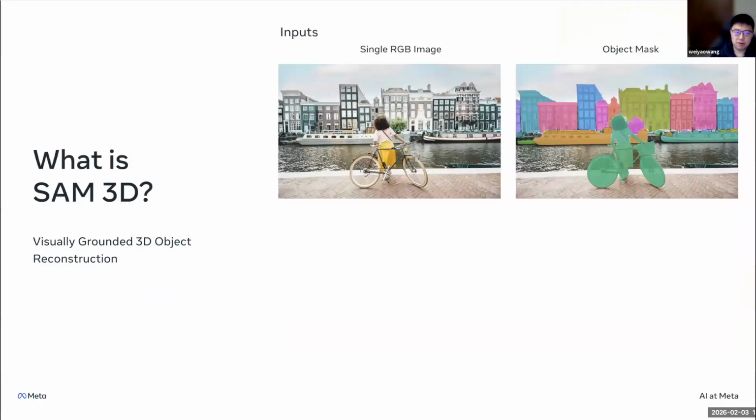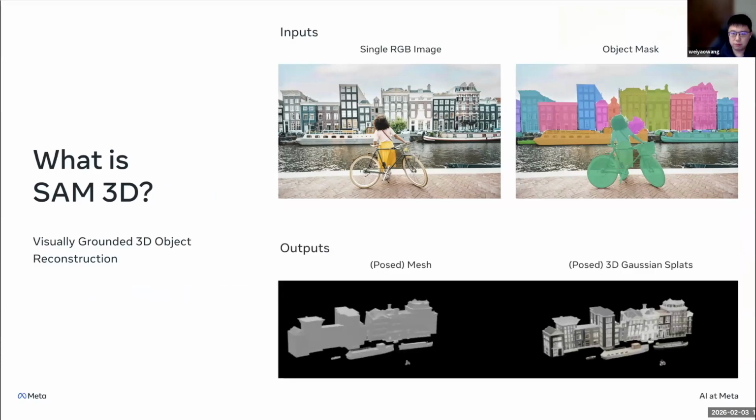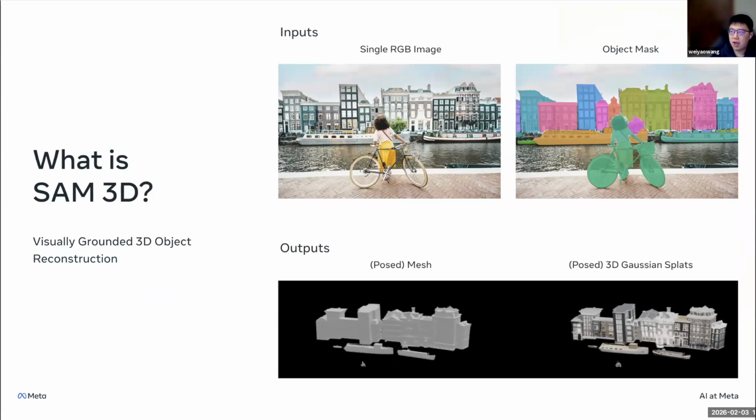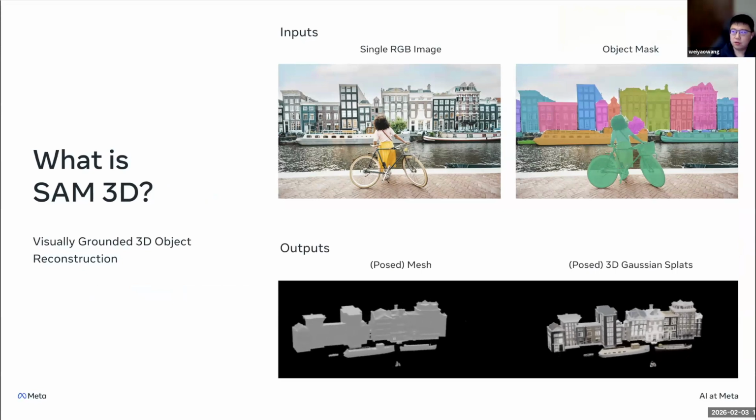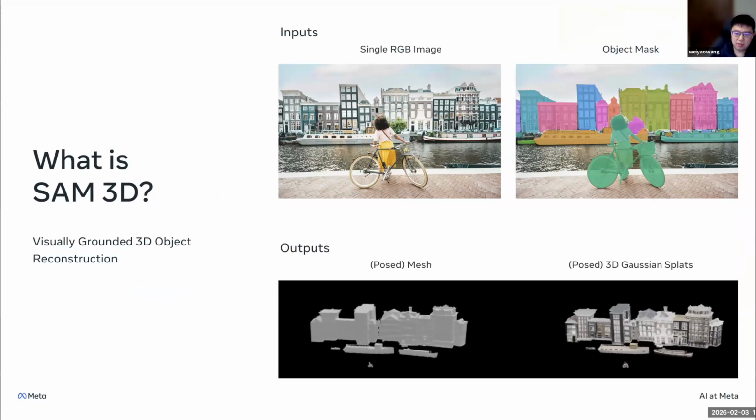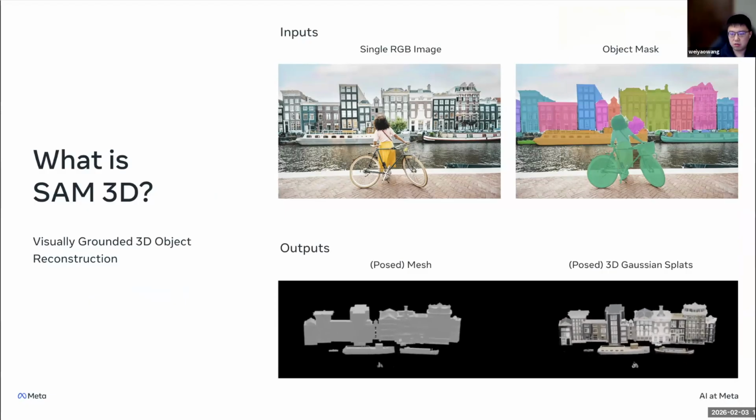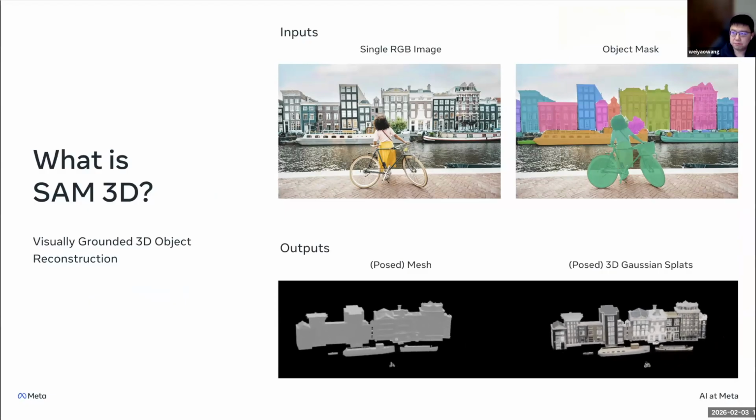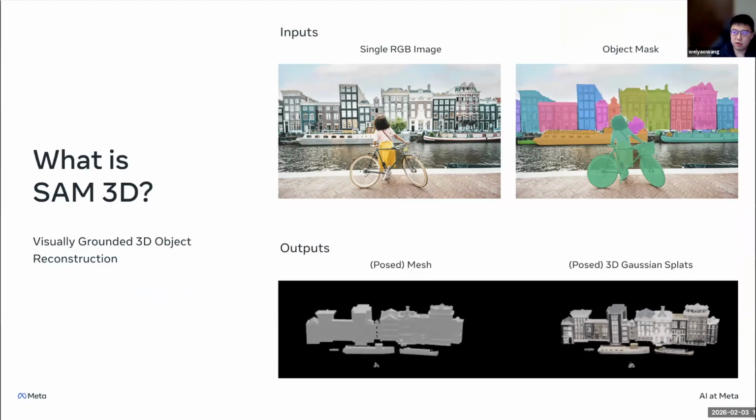Let's do an example here. SAM 3D takes a single RGB image as an input. With the segmentation mask on the right, you see, to tell what objects the model needs to reconstruct, the model can output a full 3D scene with texture, pose, and shape. This can either be represented as a mesh or a 3D Gaussian splat that looks really nice on the right. So this is basically SAM 3D.